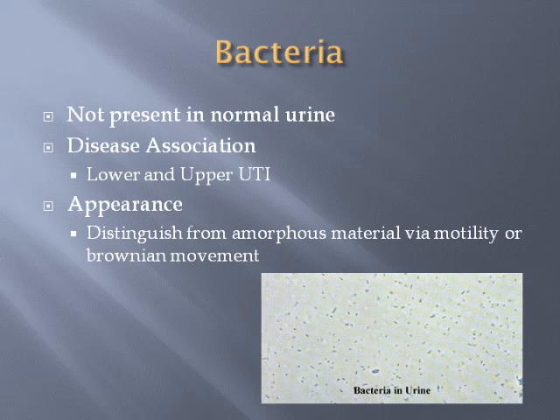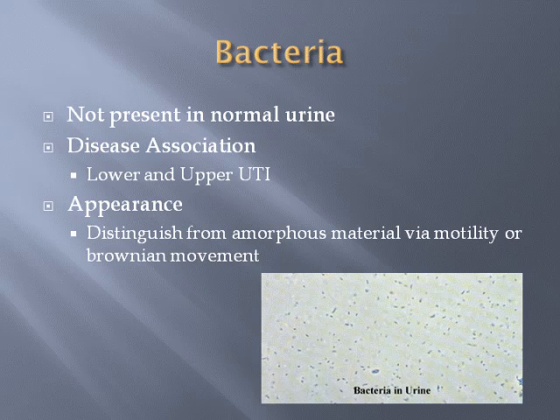All right, bacteria is not in normal urine unless it was not a really good collection process, especially from a female. If true bacteria is in the urine in significant amounts, it is indicating both lower and upper urinary tract infections. You do need to be able to distinguish bacteria from amorphous material. You can do this by either Brownian movement or possibly motility.